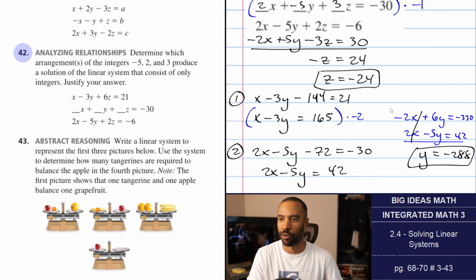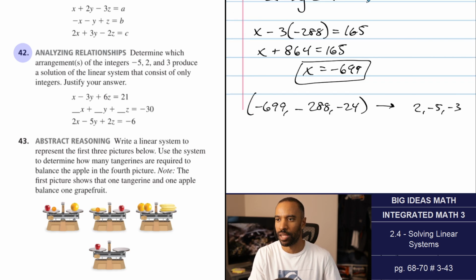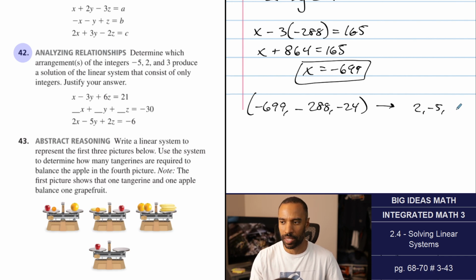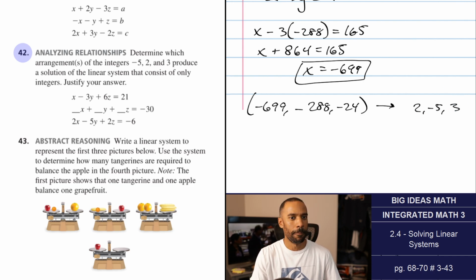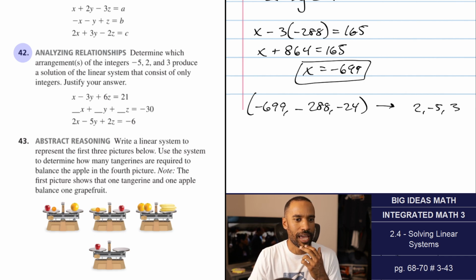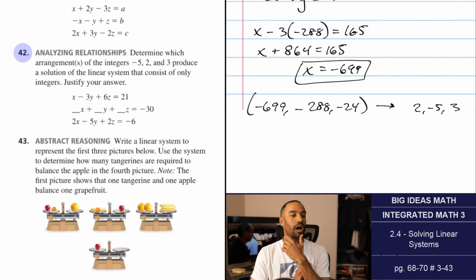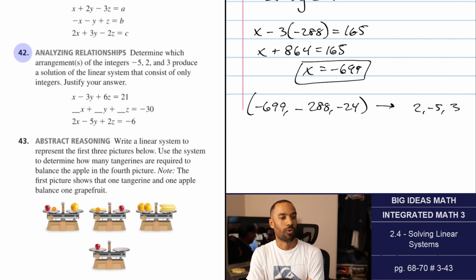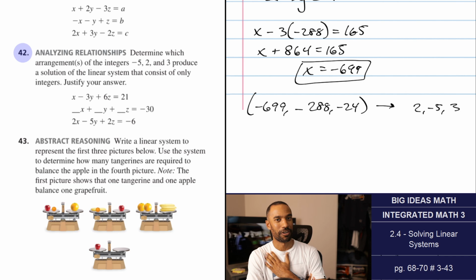Now I only did that version because I saw the x's and y's would cancel. I don't know, it said analyze relationships. It says determine which arrangement or arrangements. There might be more than one. It cracked my voice there, thinking there are up to 6 possible combinations of this.